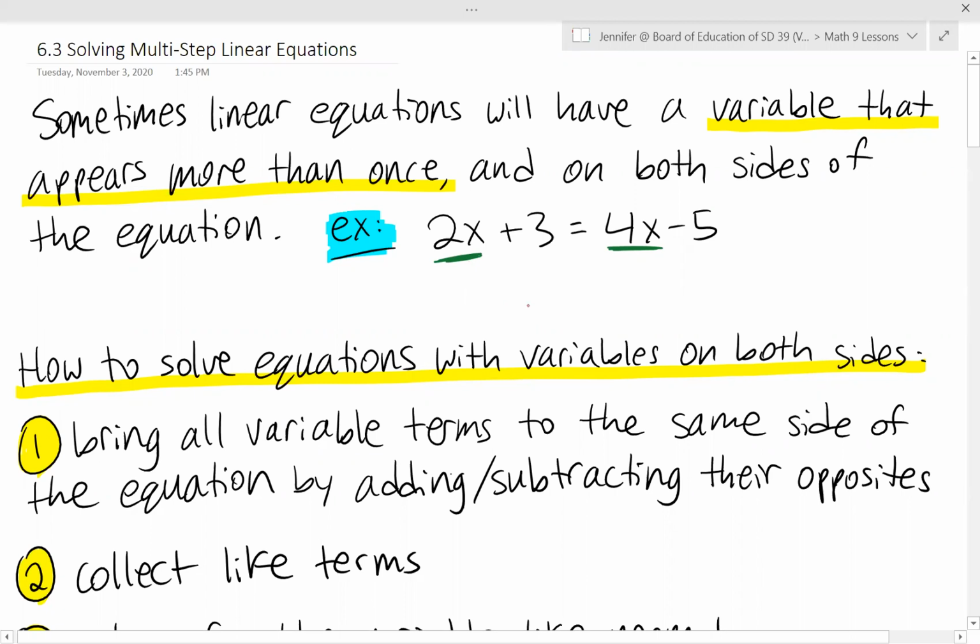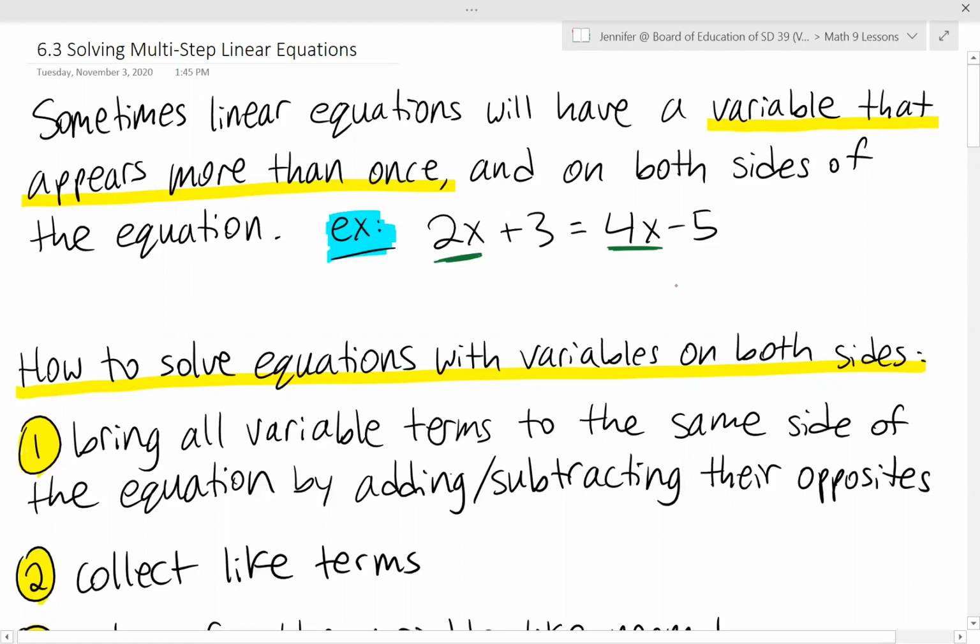So how do we solve equations with variables on both sides? The first step is to bring all of the variable terms to the same side of the equation by adding or subtracting their opposites. It doesn't matter if you bring them all to the left side or all to the right side, just get them on the same side. Sometimes you might prefer one or the other based on if you want a positive or a negative, but it doesn't actually matter. In this example, I could bring the 2x to this side, or I could bring the 4x to this side. Just get them on the same side.